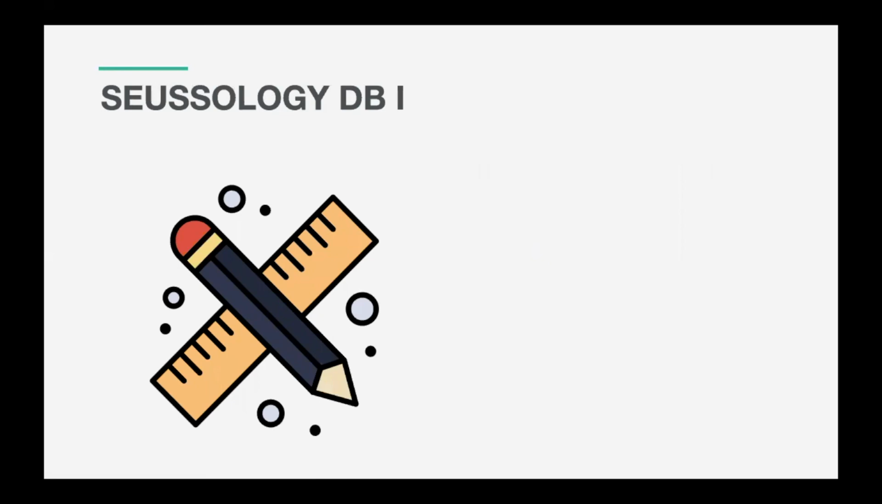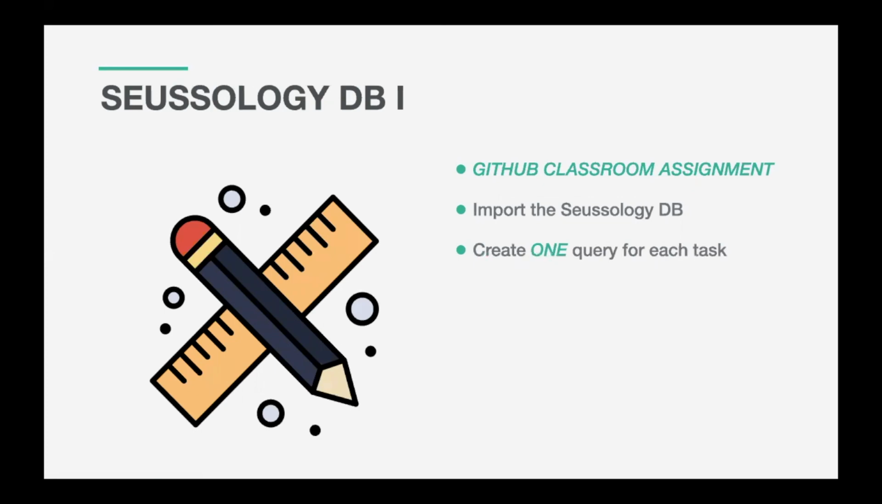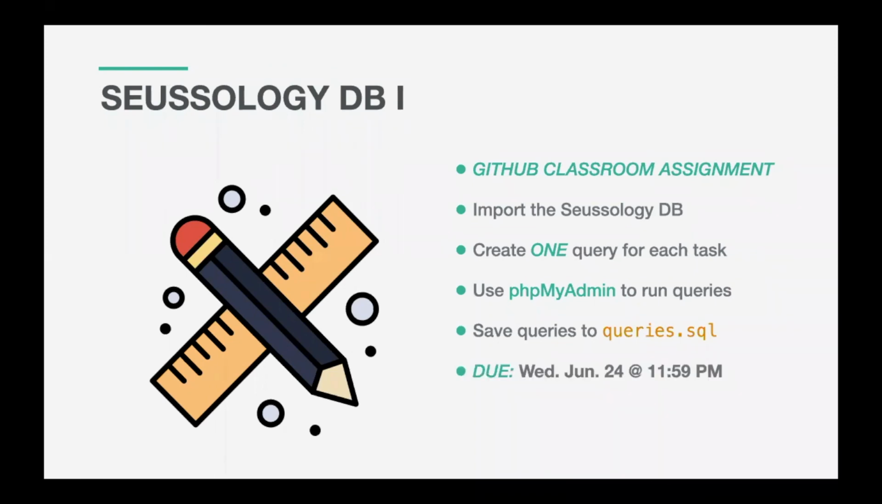Then your last assignment for this week is the Sociology DB 1. Again, this is a GitHub Classroom assignment. You're going to import the Sociology DB database, which I'm going to demonstrate here right after this slide. Then again, you'll have some different tasks. For each task, you'll create one query to complete each task. You'll use phpMyAdmin to run your queries, and you'll save each query to the queries.sql file. And this is due on June 24th, so you have 2 weeks to complete that.